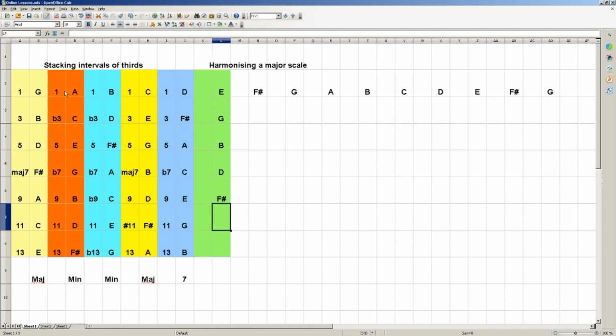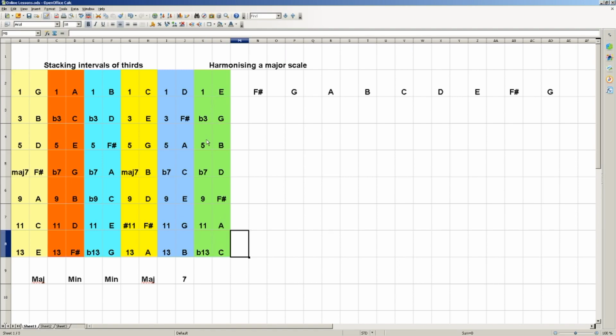Then we get A. And from A, we get C. Intervals relation. So if E is number 1, G is a flat 3. E and B, the relation is a fifth. E and D, the relation is a flat 7. E and F sharp, the relation is a 9. E and A, the relationship is an 11th. And E and C, the relation is a flat 13.